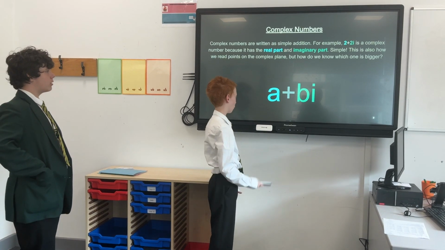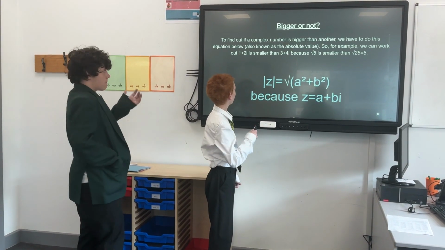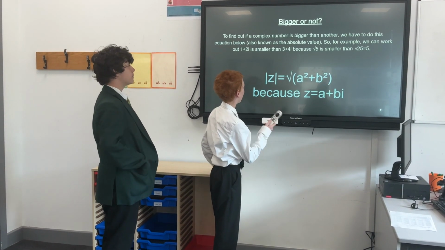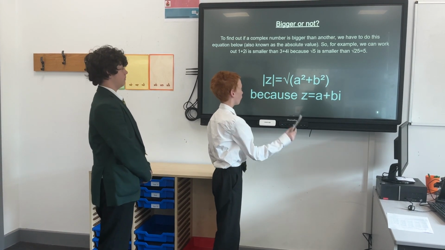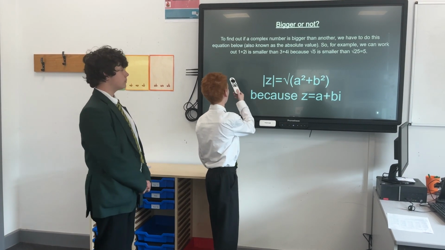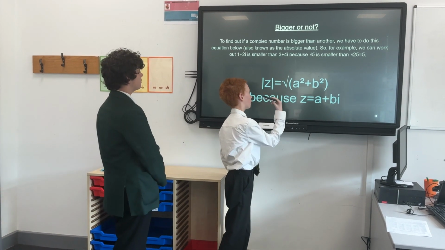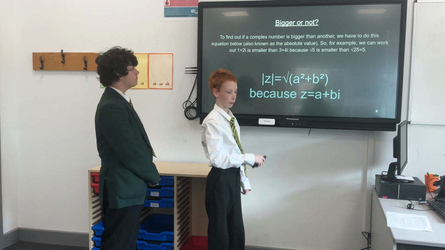But how do we know which one's bigger? To find out if a complex number is bigger than another, we have to do this equation below, also known as the absolute value. So, for example, we can work out that 1 plus 2i is smaller than 3 plus 4i because the square root of 5 is smaller than the square root of 25, or 5.